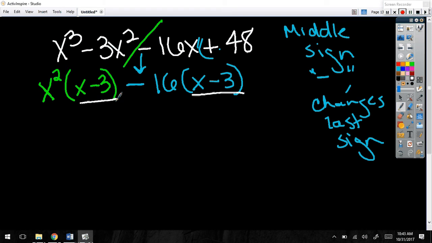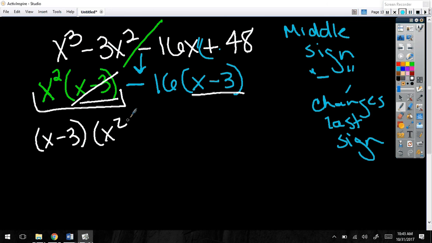That's going to be my new GCF. What do I do with GCFs? I write them one time on the outside, and I take it away from both. I take it away from this one, and then I take it away from this one. Look what's left. If you take an x minus 3 off of both of them, what's left? X squared minus 16.